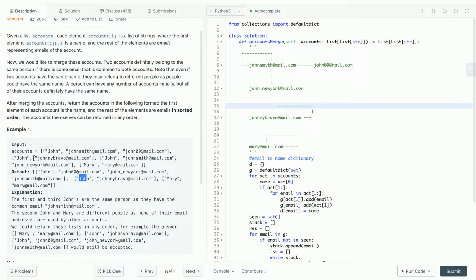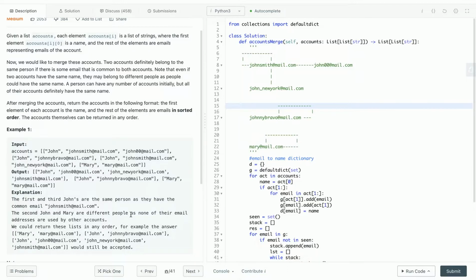This John, although it's the same name as the first John, because they don't share any email, they are seen as two separate Johns, two different Johns. So that's why this John has an email by itself, and we have Mary. Notice that only the emails are sorted. The accounts can be returned in any order.